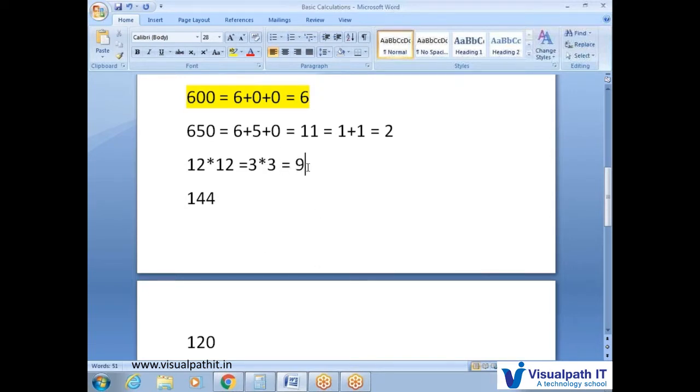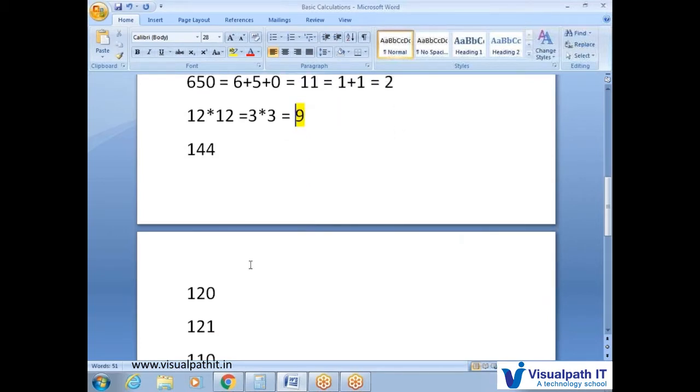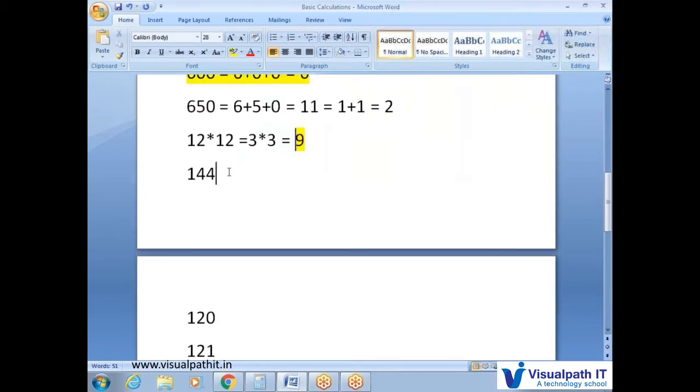What is the LHS value? So LHS is 9, and it should equal the RHS. What are the RHS values? The given options. Option A, 144: is it equal to 9 or not? 120 is equal to 9 or not, 121 is equal to 9 or not, and again 110. So the first option is 144.